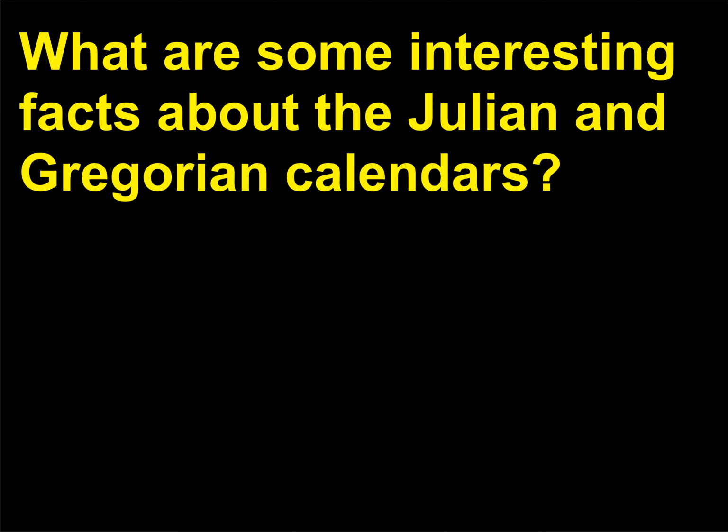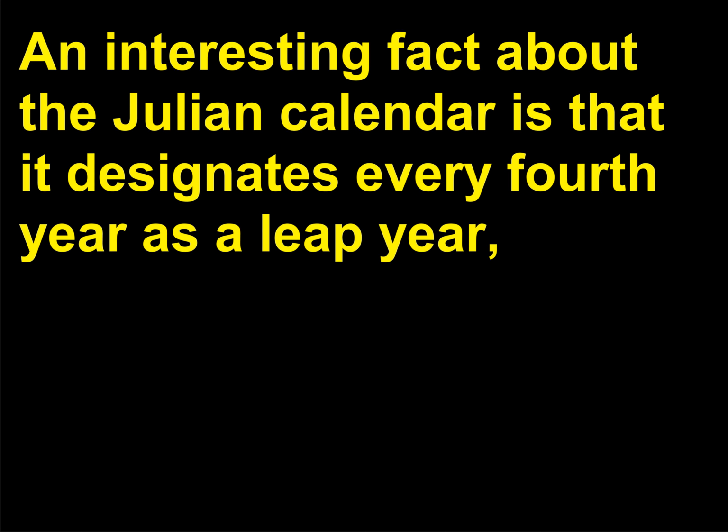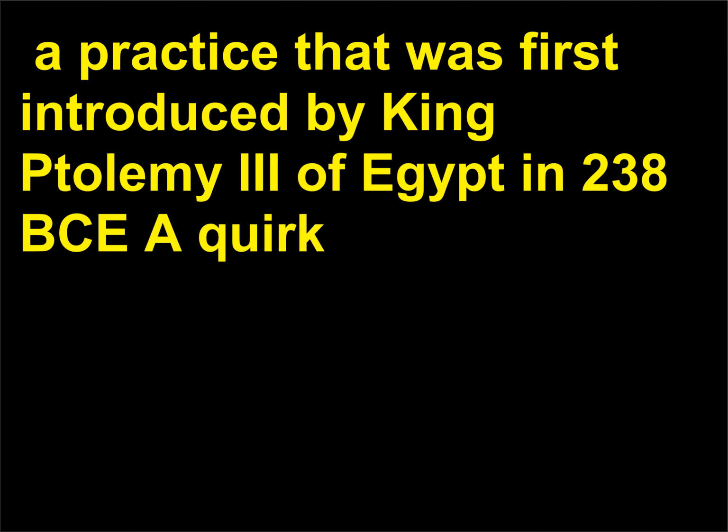What are some interesting facts about the Julian and Gregorian calendars? An interesting fact about the Julian calendar is that it designates every 4th year as a leap year, a practice that was first introduced by King Ptolemy III of Egypt in 238 BCE.